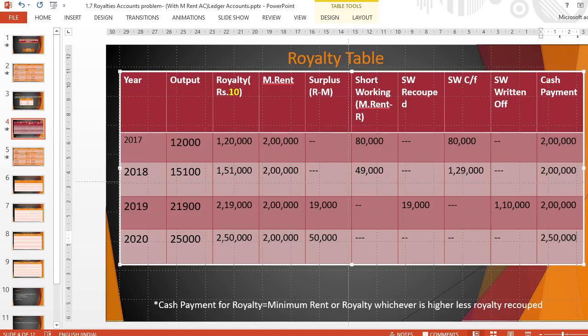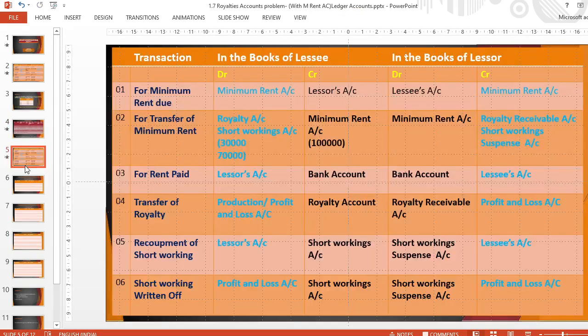I hope you are able to form this royalty table because it's the basic thing for our further ledger accounts. Then just see the minimum rent account journal entries. So here there are 6 transactions. In this we need to prepare the necessary ledger accounts.